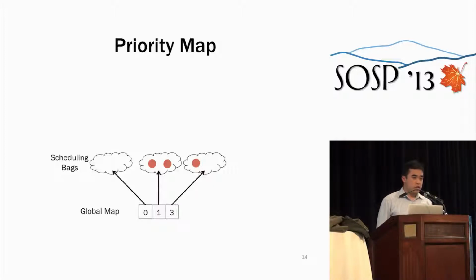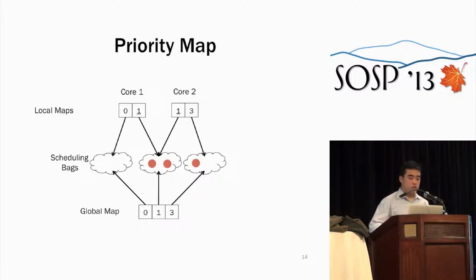So that describes the scheduling bag, which stores work at a particular priority level. The next part of the OBIM scheduler is a priority map, which maps priority levels to the scheduling bags I described in the previous slide. To improve performance, there's a global map, but that global map is replicated locally to each core. But these replicas are allowed to contain only a subset of the entries in the global map. In particular, our local map for core 1 has mappings for priority level 0 and priority level 1, but not priority level 3.